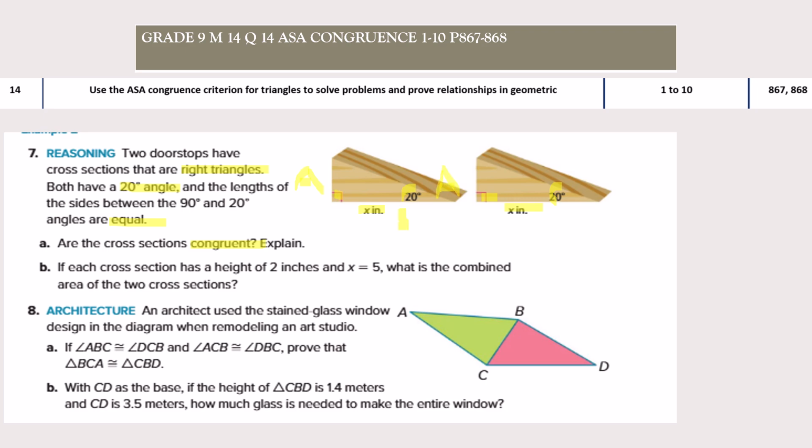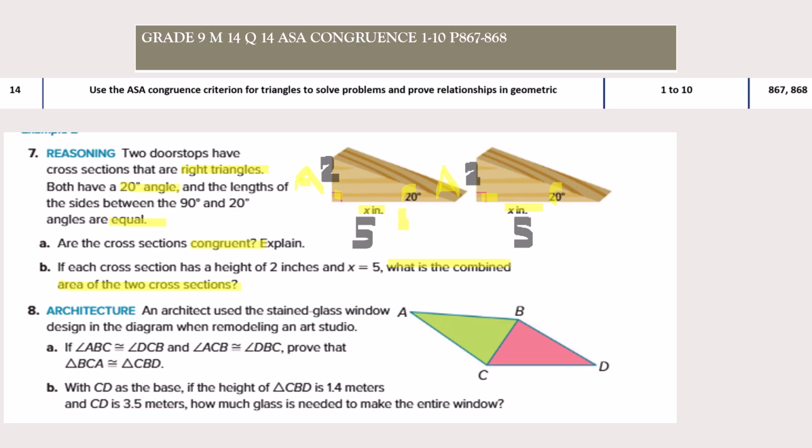The next part of this question is very important. If each cross section has a height of 2 inches, so there's my height, it is 2 inches, on both my diagrams. And X is equal to 5, so replace X with 5. And then they ask us, what is the combined area of the two cross sections?